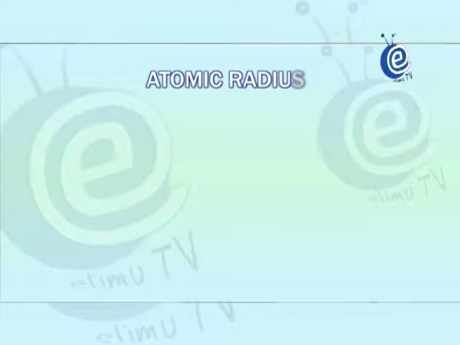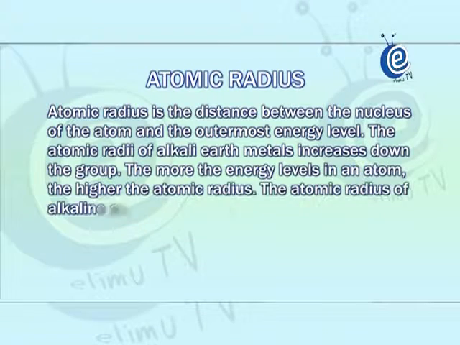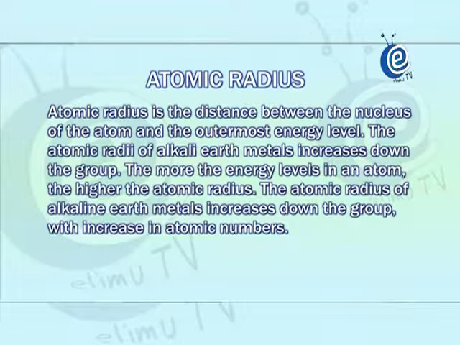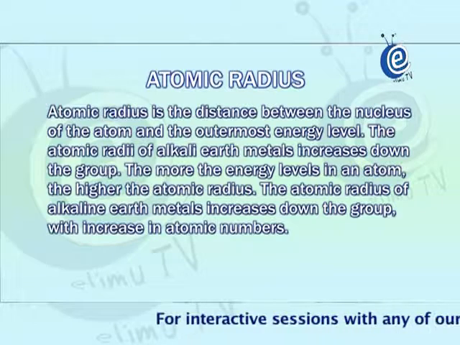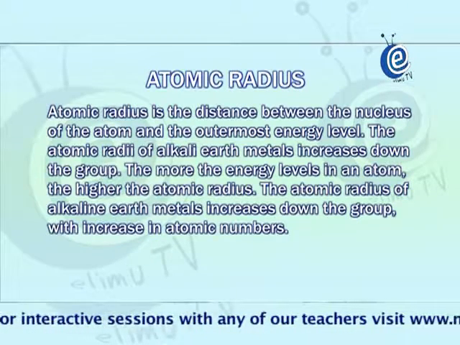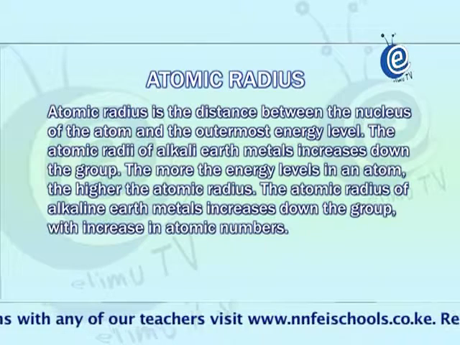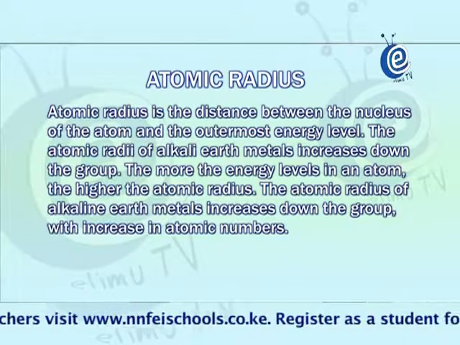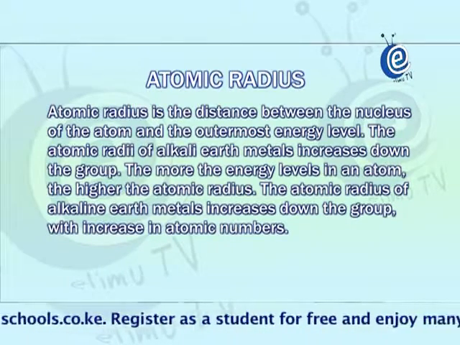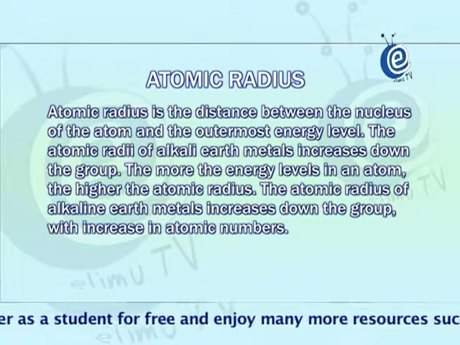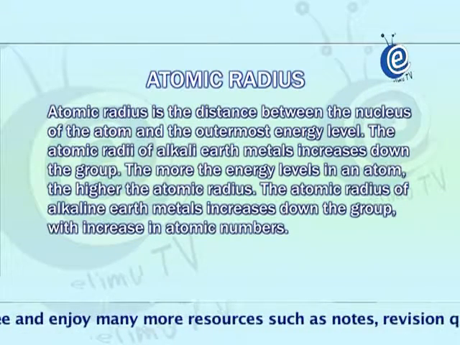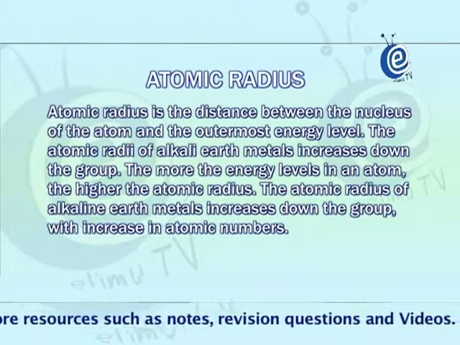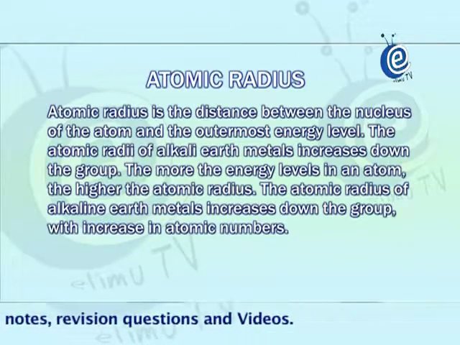So we continue with our presentation. There's a general trend also that the atomic radii of alkali metals increases down the group. Why do we have the atomic radii of alkali metals increasing down the group? One is because of the increase of the atomic number. And then two is because of the increase in the number of energy levels.